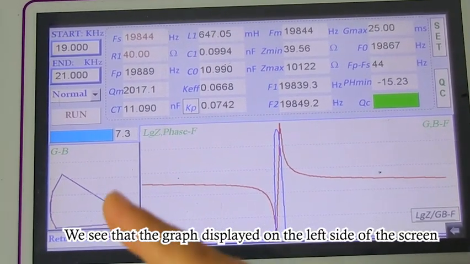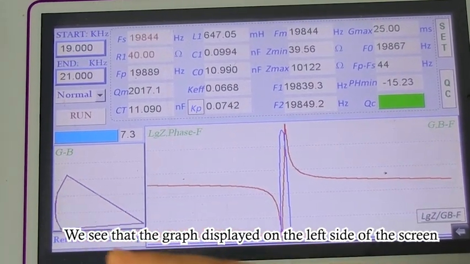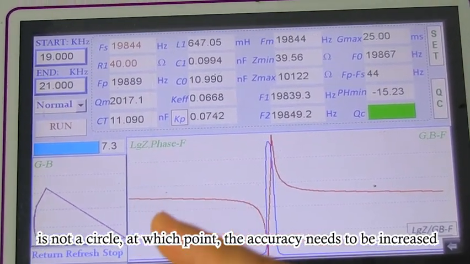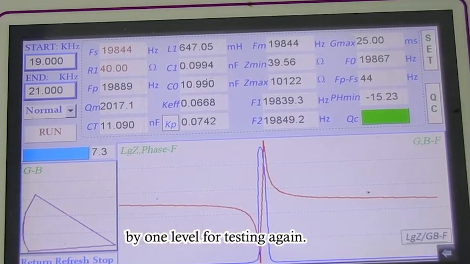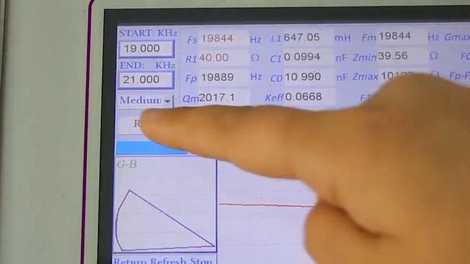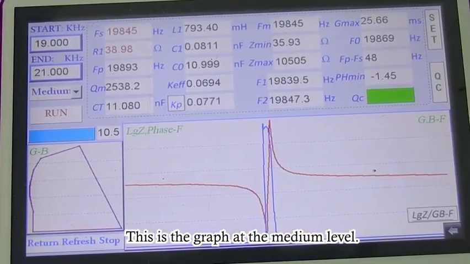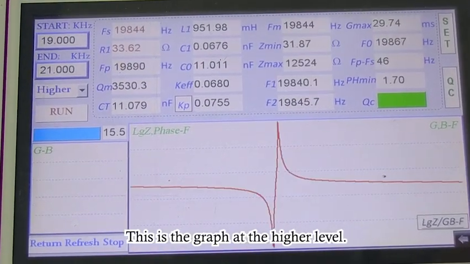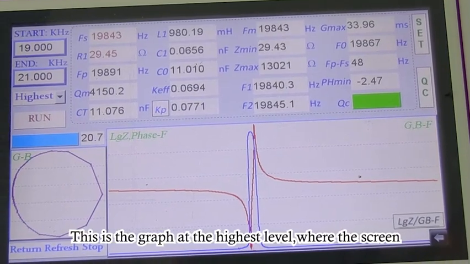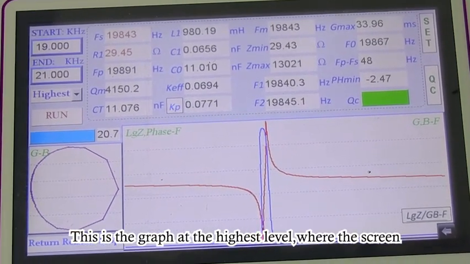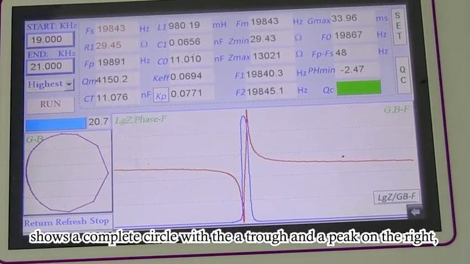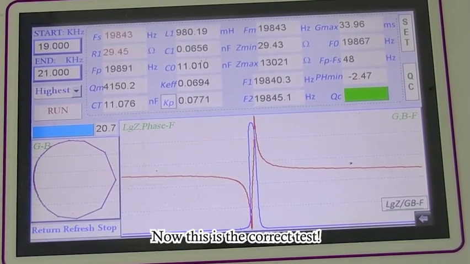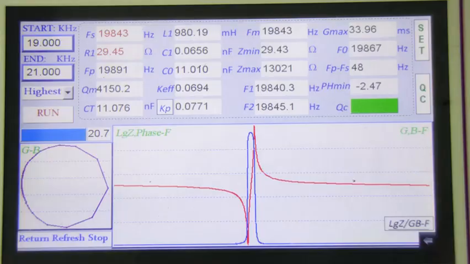We see that the graph displayed on the left side of the screen is not a circle, at which point the accuracy needs to be increased by one level for testing again. This is the graph at the medium level. This is the graph at the high level. This is the graph at the higher level, and this is the graph at the highest level, where the screen shows a complete circle with the trough and a peak on the right. Now this is the correct test.